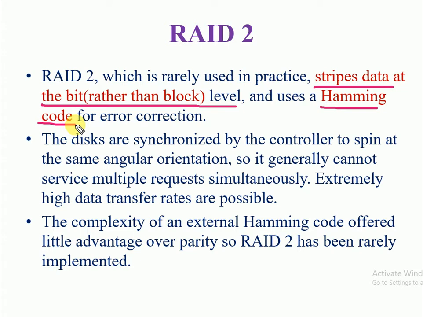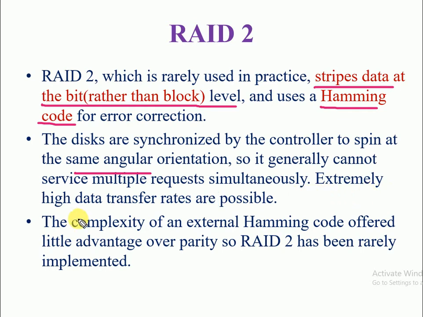It uses an algorithm called Hamming code for correcting errors caused by any failure related to data access. The disks are synchronized by the controller to spin at the same angular orientation, so they are always rotating. So it generally cannot service multiple requests simultaneously. We cannot handle multiple requests simultaneously in the case of RAID 2 architecture.